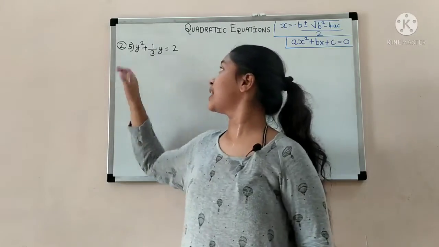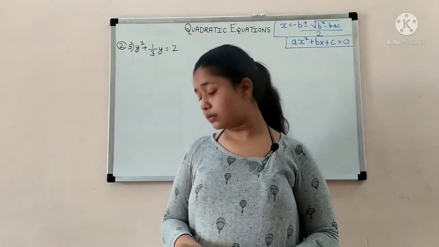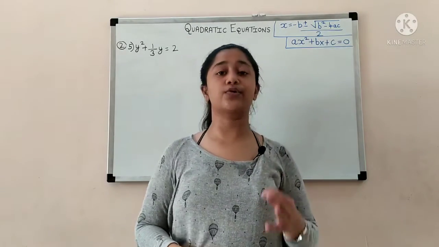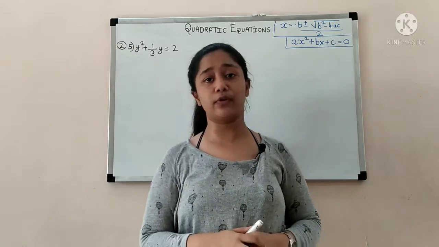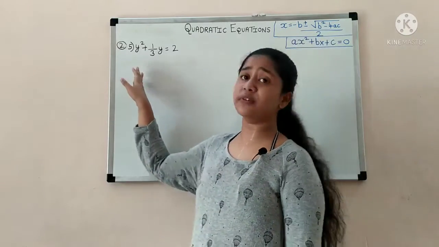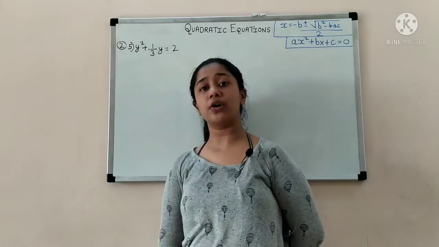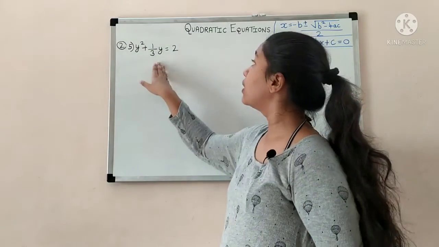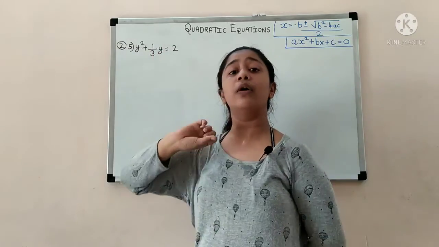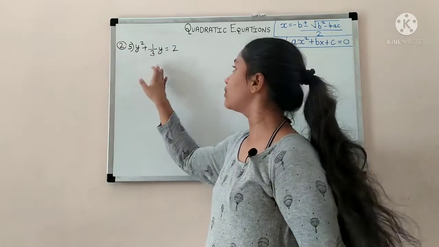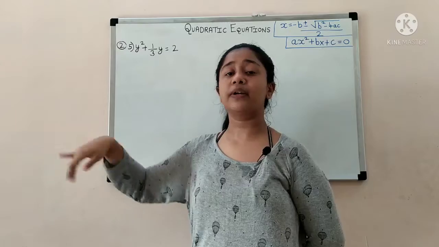Okay students, so now let us start with question number 5. 4 and 6 are for homework. So I did 3 questions and 3 questions are for homework. So now see, question number 5 says y square plus 1 upon 3y is equal to 2. Now I have told you many times that whenever we get any coefficient in the form of a fraction, we can solve it in the form of fraction, but it is difficult.